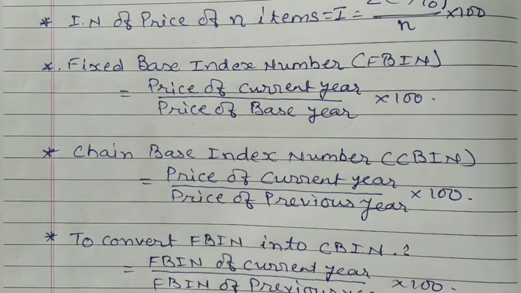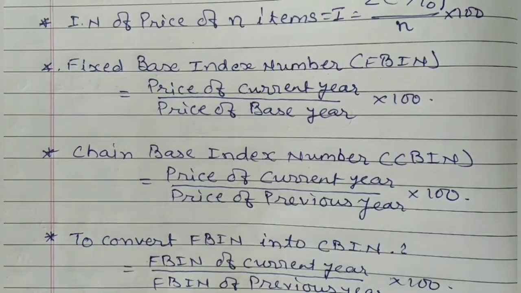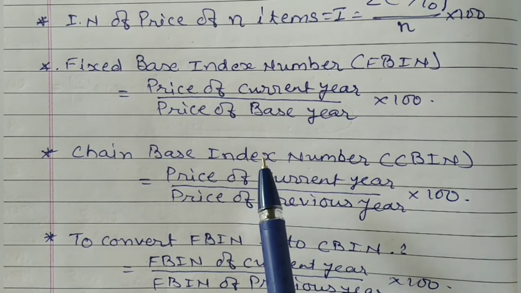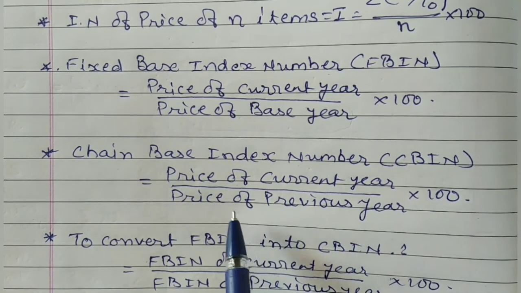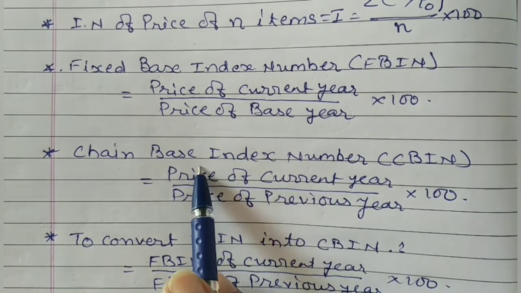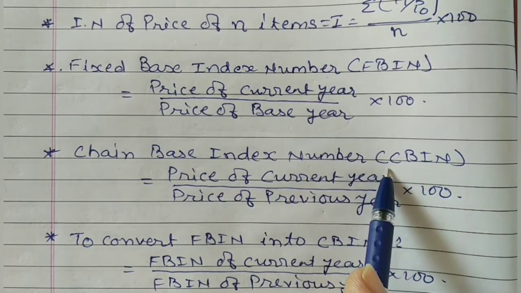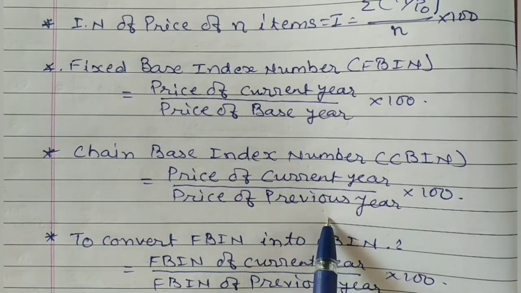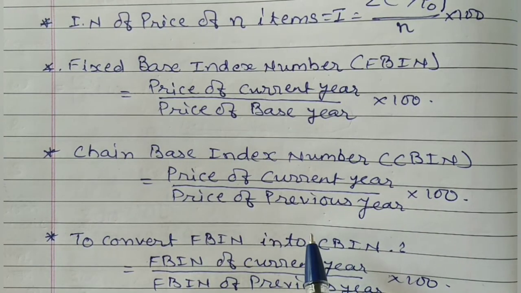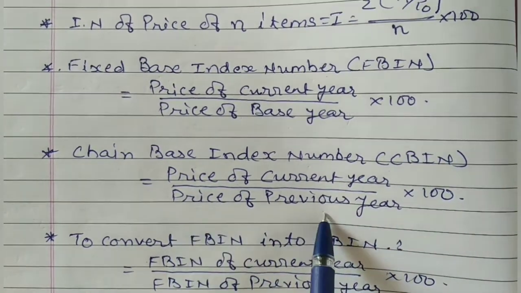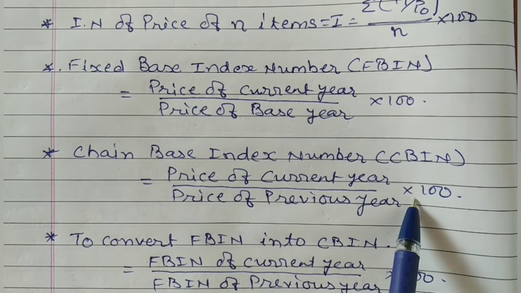Next formula is chain base index number. You are required to calculate for every year, and every year the denominator will be the previous year's price. So it is going to change every year. It is also called CBIN. The formula is price of current year upon price of previous year. The denominator goes on changing every year. So price of current year upon price of previous year into 100.